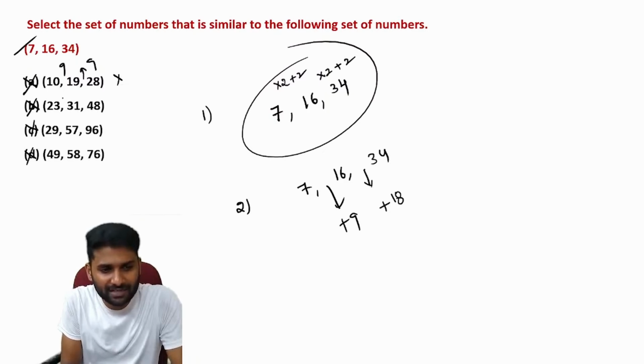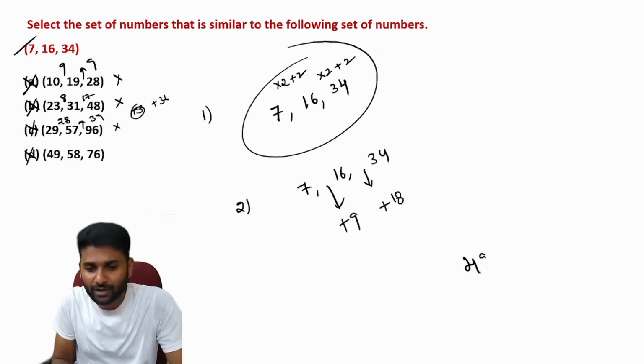23 and 31, here the difference is 8, and 31 and 48, the difference is 17. It does not follow our condition. 29 and 57, if you go through that, it's a difference of 28 units. Here the difference of 96 and 57 plus 3 is 60, 36. Then the total difference is 39. It also does not follow the condition.